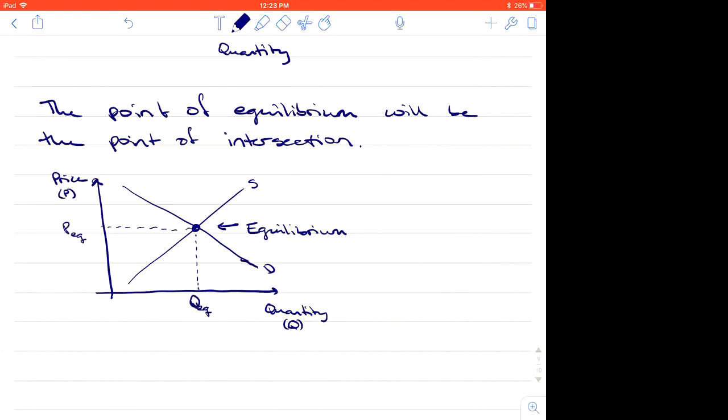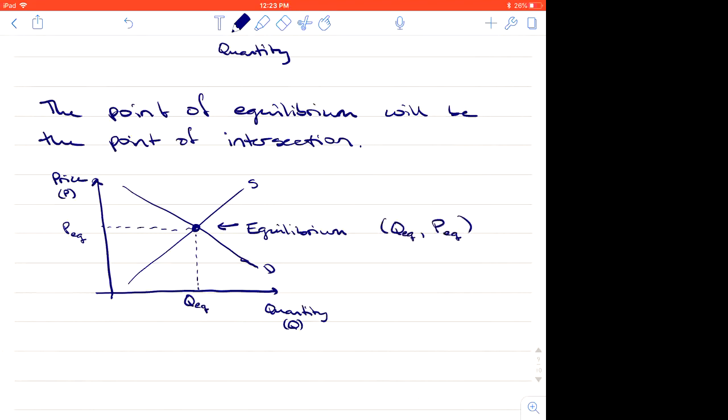So I'm just writing P with subscript equilibrium or EQ, and then Q EQ. This one got messy again, so I'm writing too small. So the equilibrium point is at some Q EQ comma P equilibrium.